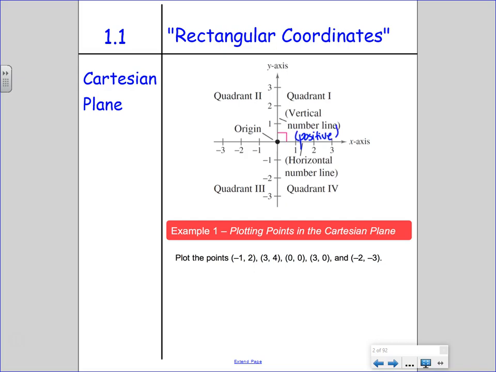Negative. And that makes sense, right? Because the negative numbers are over there. So I have the positive x-axis and I have the negative x-axis, which corresponds to positive x's and negative x's. And what do you think I'm going to do with the y-axis?